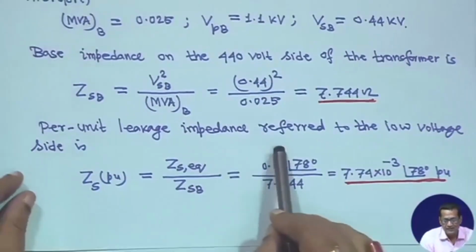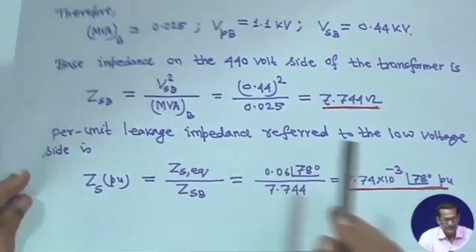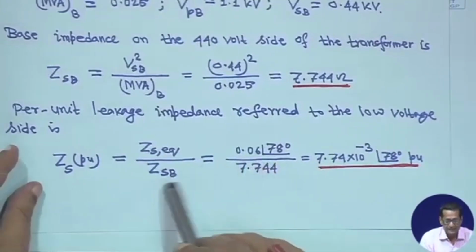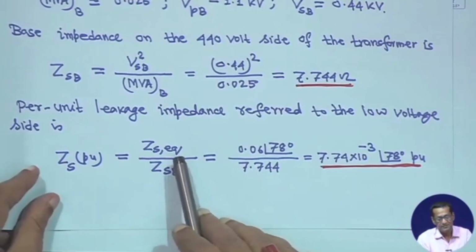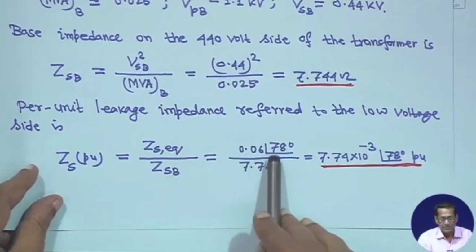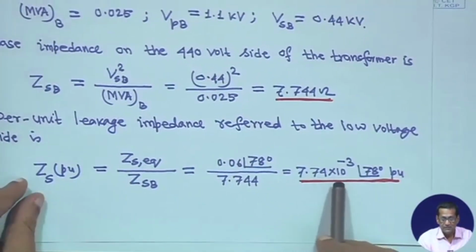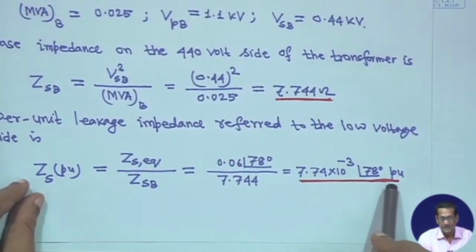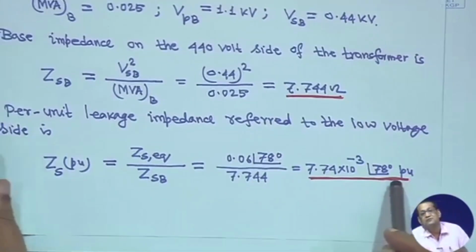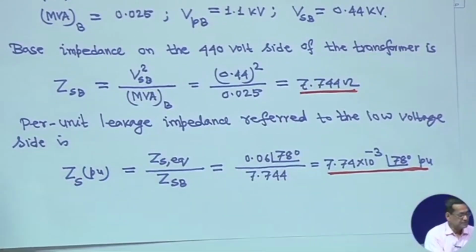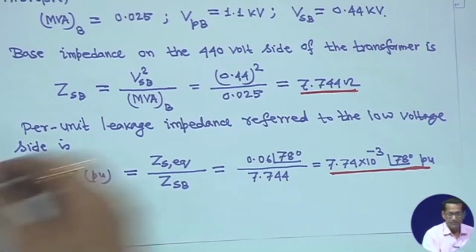Therefore, the per unit leakage impedance referred to the low voltage side, ZS per unit, is given by ZS EQ, the secondary side leakage impedance, 0.06 angle 78 degree ohm, divided by the base impedance on the secondary side, 7.744, which is equal to 7.74 into 10 to the power minus 3 angle 78 degree per unit. This angle is also given. This is the per unit value on the secondary side, but you will see that whether primary or secondary, the per unit values will remain the same.